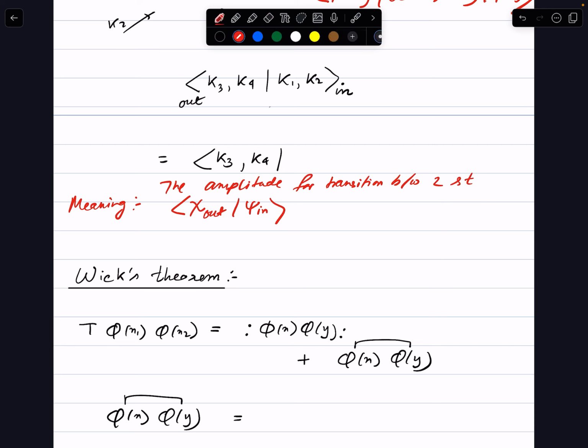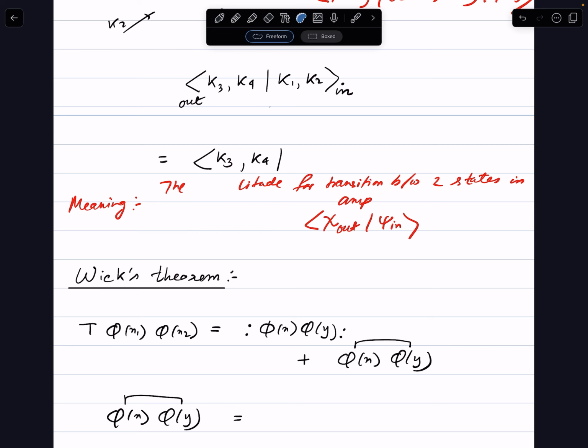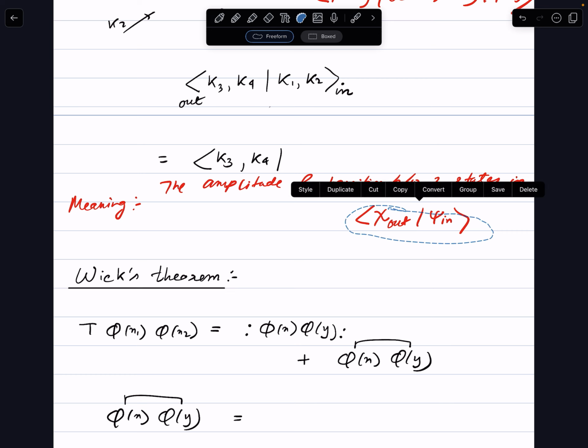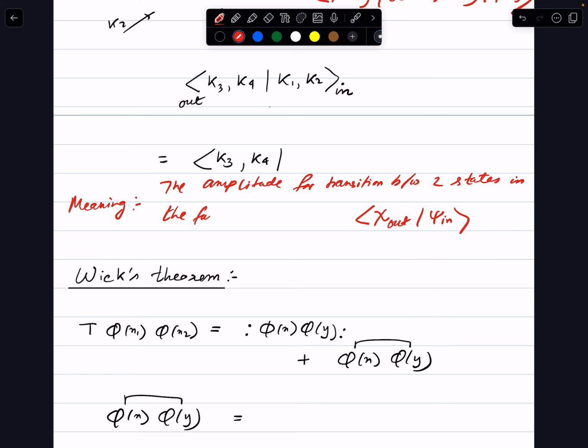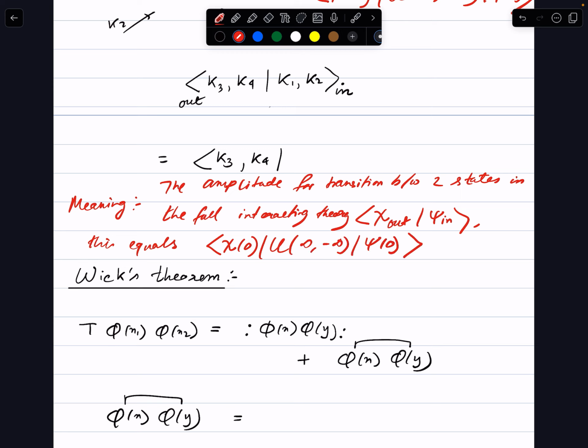Two states in the full interacting theory, the amplitude for transition between them, is the same as chi 0 U infinity minus infinity psi 0.